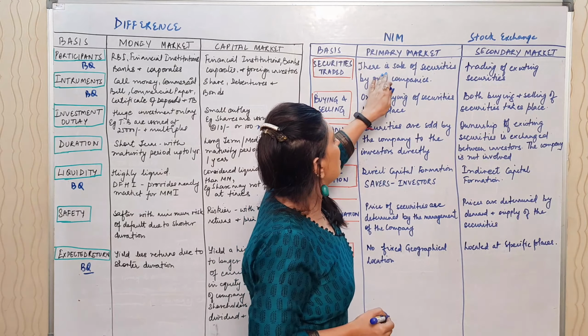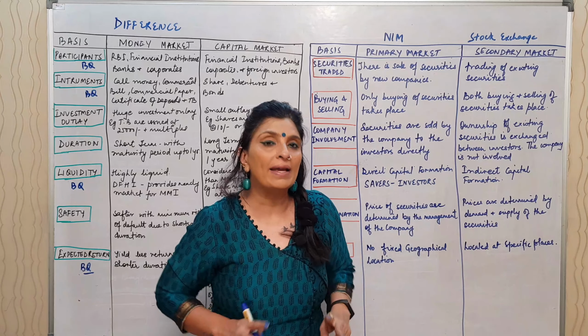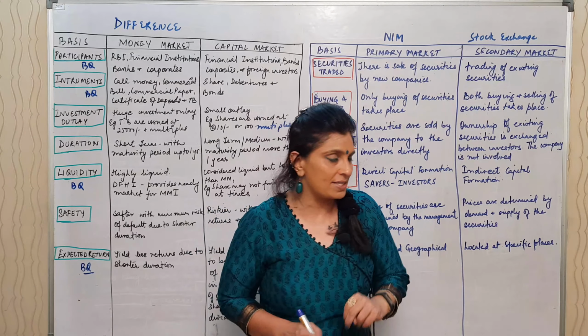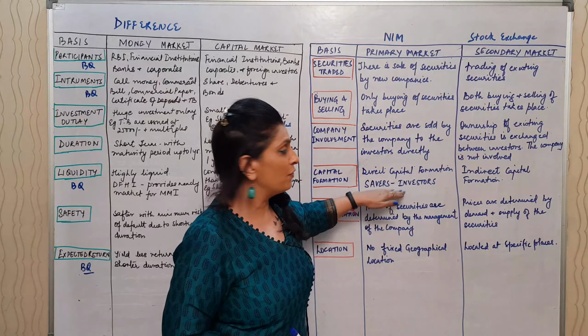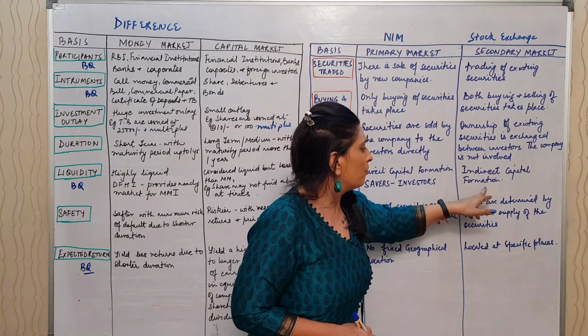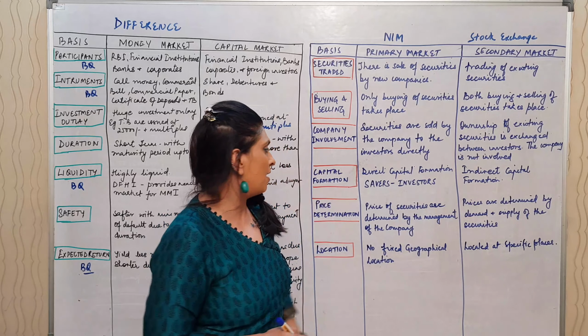The next is company involvement. Since buying is happening, the company is selling the securities for the first time. The company is involved, and securities are sold by the company to the investors directly. But in the stock exchange, ownership of existing securities is exchanged between investors. The company is not involved; two people get involved with the help of a broker, and buying and selling of the securities takes place. Capital formation: here capital formation is direct from savers to investors. In the secondary market, indirect capital formation is there. Why? Because two investors are there.